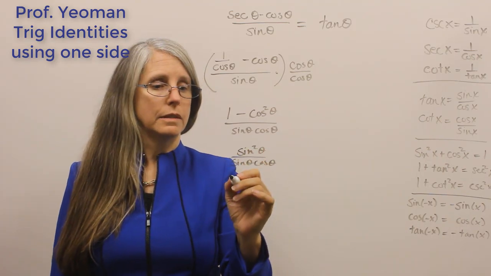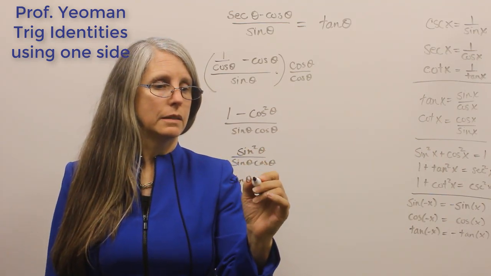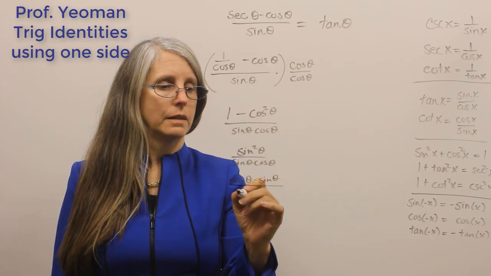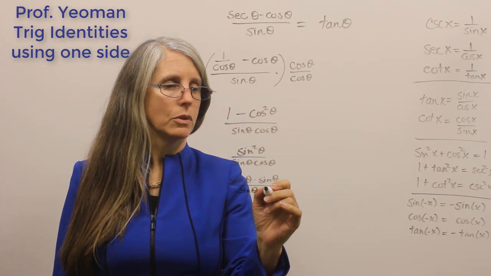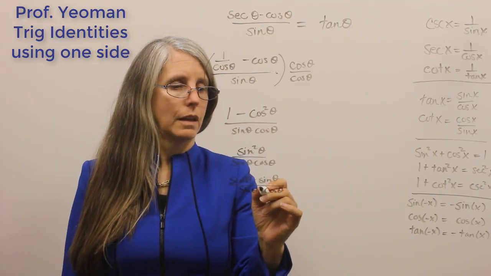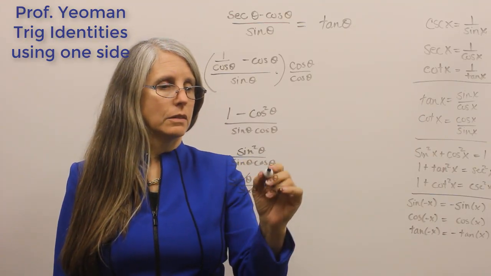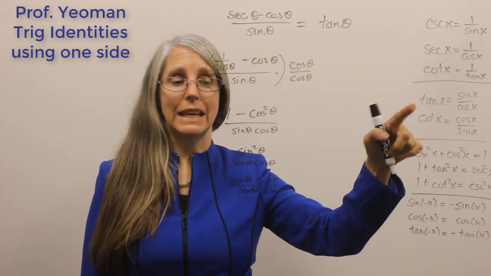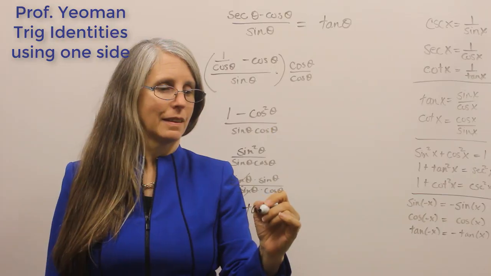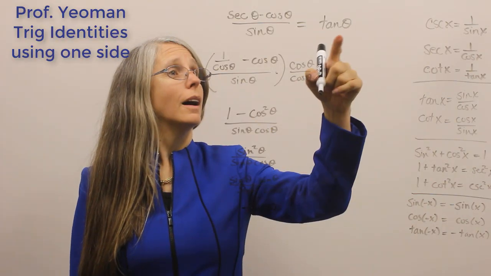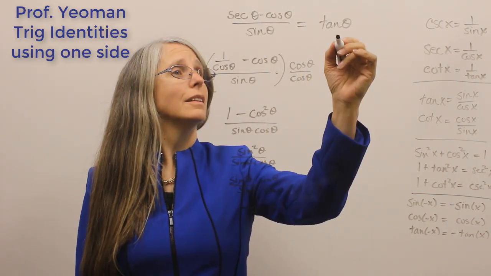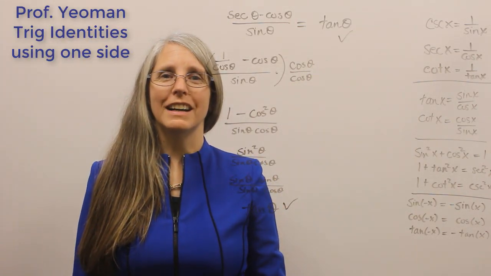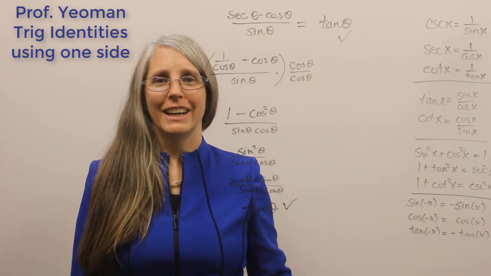Sine squared is the same as sine theta times sine theta. And the denominator is sine theta times cosine theta. And then the sines will cancel, and I have sine over cosine, and sine over cosine is equal to tangent. So that verifies it. That's how you work with one side to verify an identity.